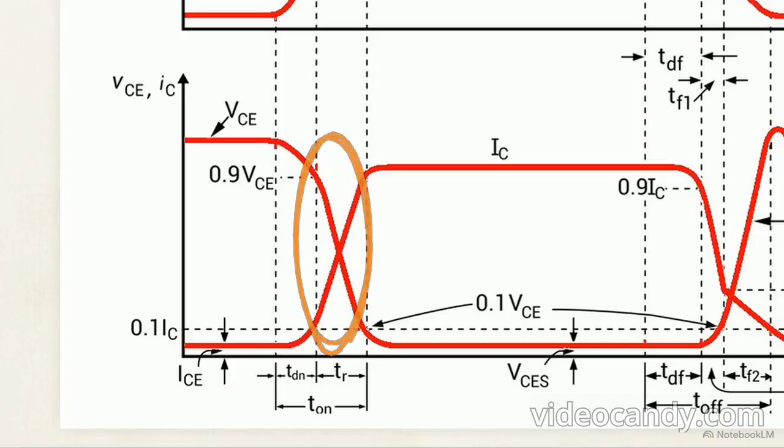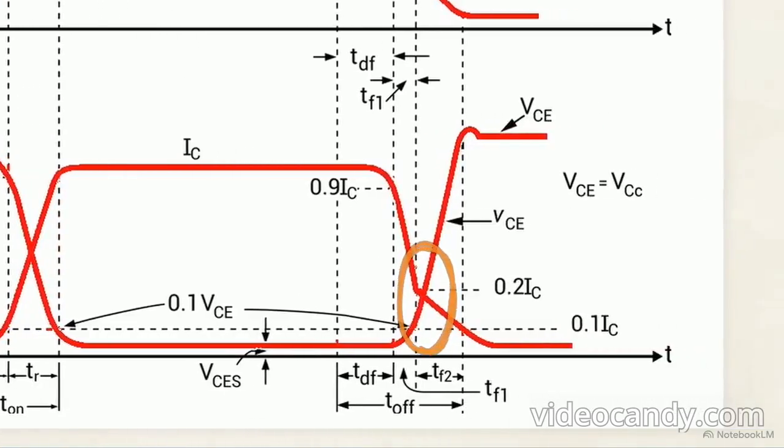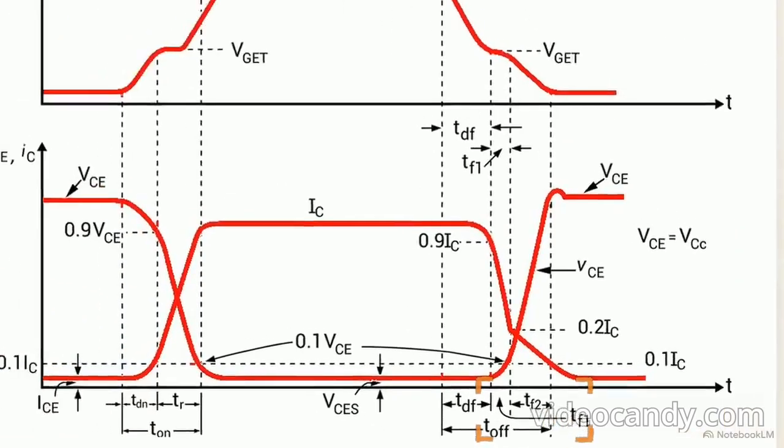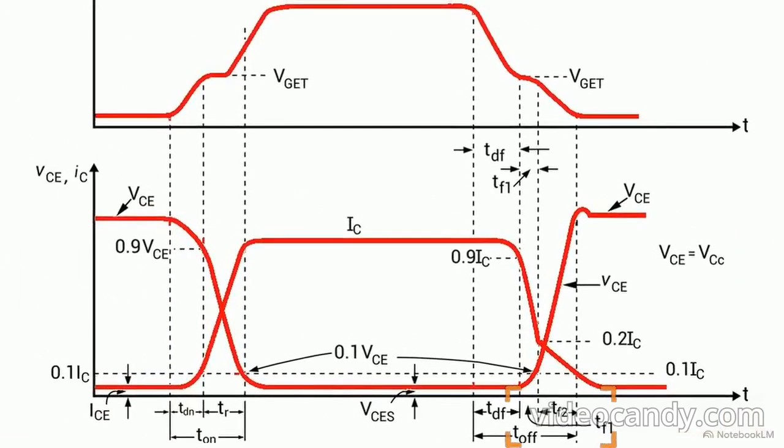During the T-on phase, collector current surges exactly as collector-emitter voltage drops. In the T-off phase, current collapses while voltage spikes back to maximum. If this timing slips even a microsecond, the thermal load will destroy the component.